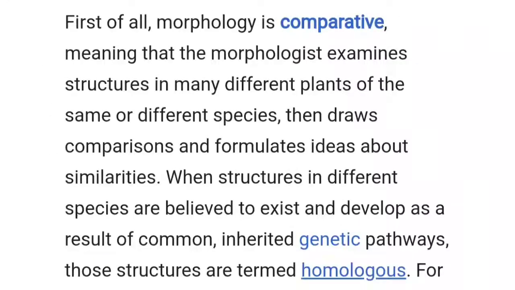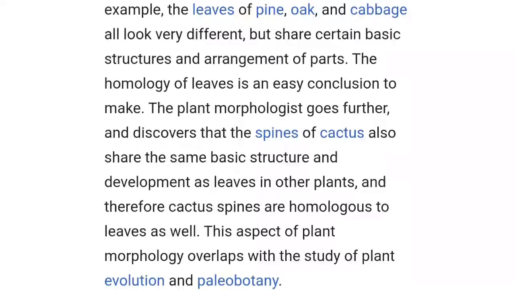First of all, morphology is comparative, meaning that the morphologist examines structures in many different plants of the same or different species, then draws comparisons and formulates ideas about similarities. When structures in different species are believed to exist and develop as a result of common, inherited genetic pathways, those structures are termed homologous. For example, the leaves of pine, oak, and cabbage all look very different, but share certain basic structures and arrangement of parts. The homology of leaves is an easy conclusion to make.